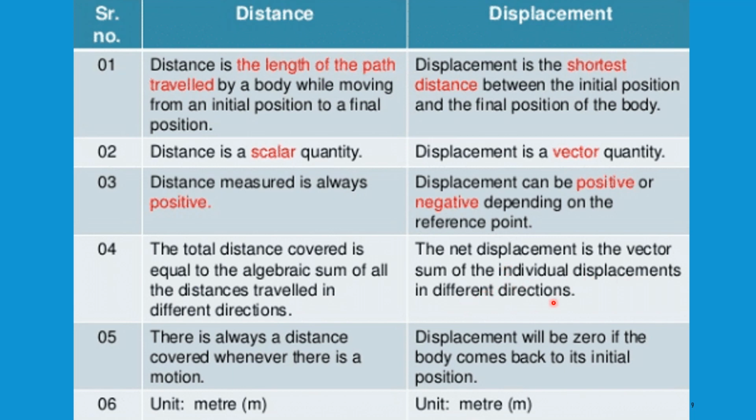Then the fifth difference: there is always a distance covered where there is motion. Whenever the object is in motion, definitely it will cover some distance. Therefore, distance can never be 0. But displacement may be 0 if the body comes back to its initial position. If the body covers some distance and again comes back to the same position, meaning the initial position and final position of the body are the same, only in that case displacement will be 0.